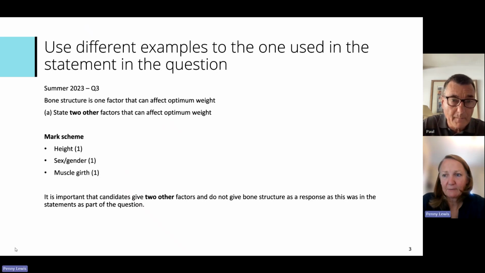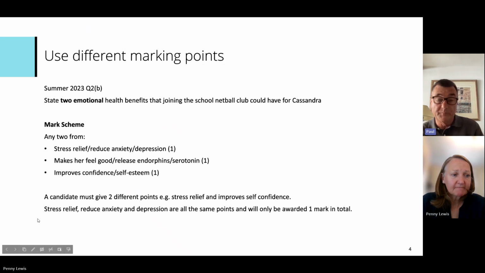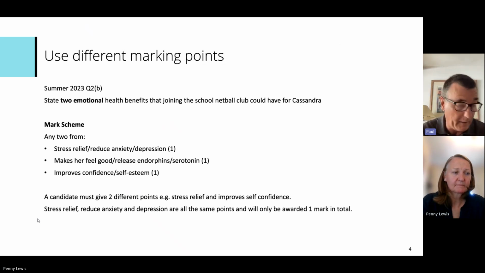That's a really good tip. And another tip that you have? Well, secondly, where 2 or perhaps even 3 examples are required in the question, ensure that your answers are clearly different and cannot be linked.